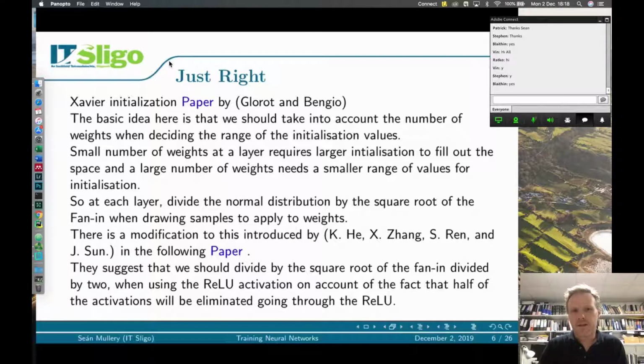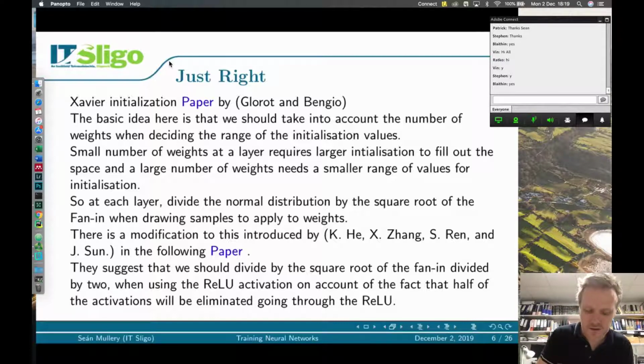So the basic idea here is that we should take into account the number of weights when deciding the range of the initialization values. A small number of weights at a layer requires a large initialization to fill out the space, and a large number of weights needs a small range of values for initialization.